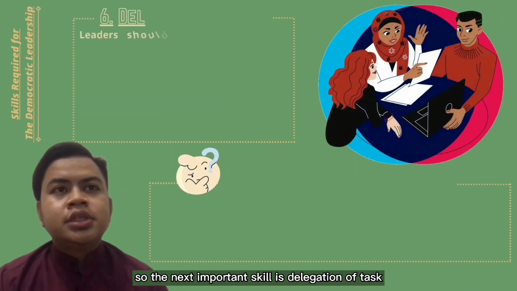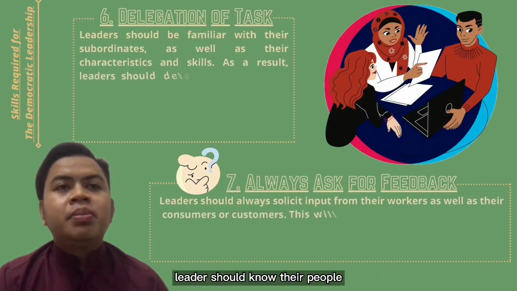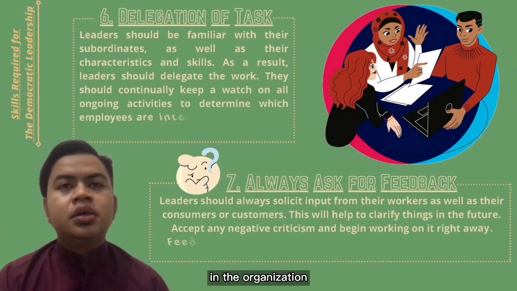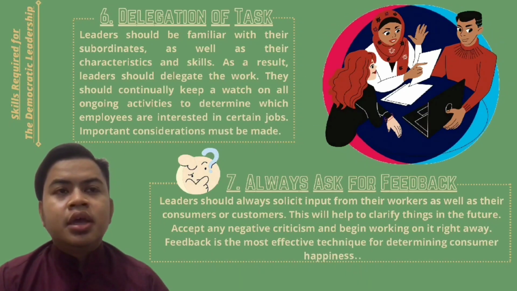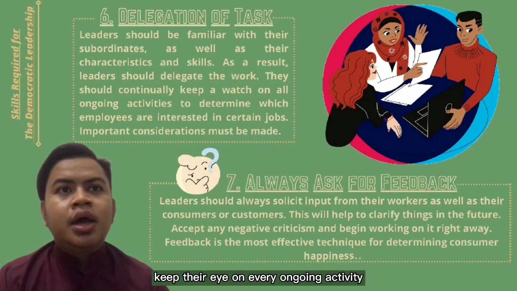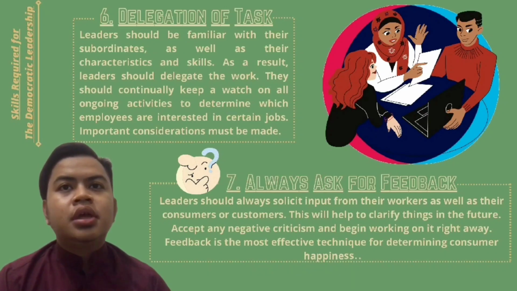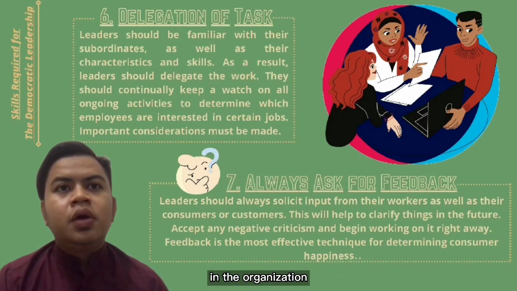So the next important skill is delegation of tasks. Leaders should know their people and their qualities and capabilities very well in the organization. Accordingly, leaders should assign the tasks and they should always keep their eye on every ongoing activity to know which employee is interested in which work. Important points need to be considered as well in the organization.